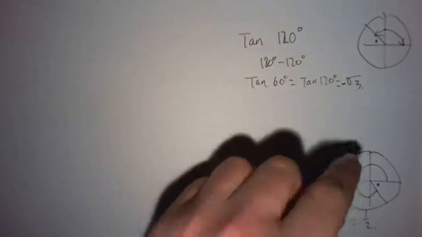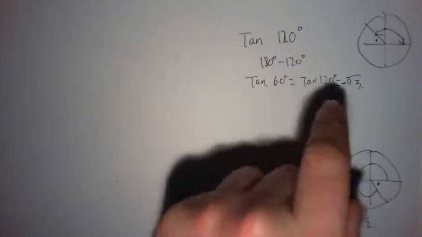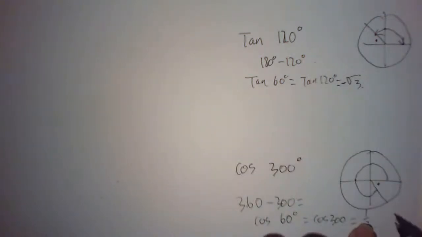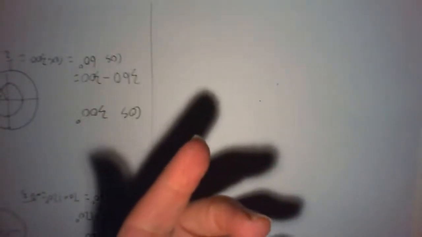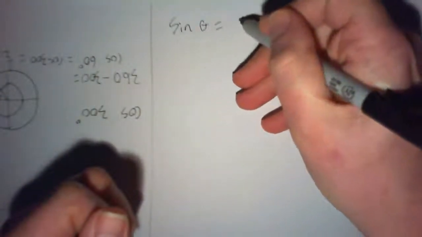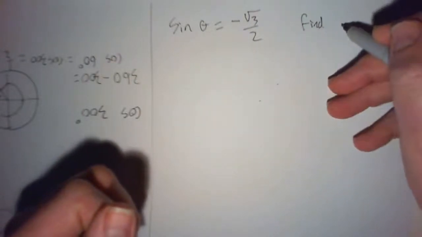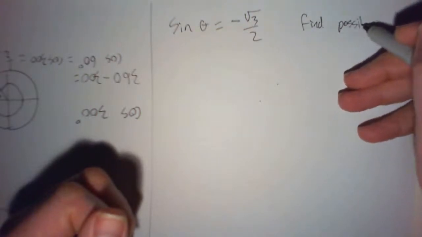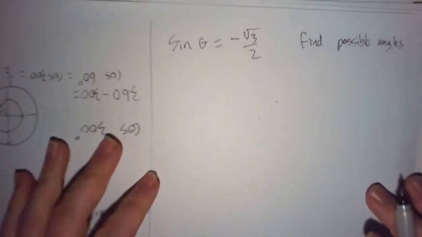Now, what happens if you're given the actual answer? How can you find the angle? So how would you work backwards? If you were given a half, how could you work backwards into the sum? Okay, so that's where we're going to go next and see, can we actually work that one out? So imagine this one being given to you. If the sine of the angle is equal to minus root 3 over 2, find the possible angles. Why do I say possible angles? Well, we'll see in a second.